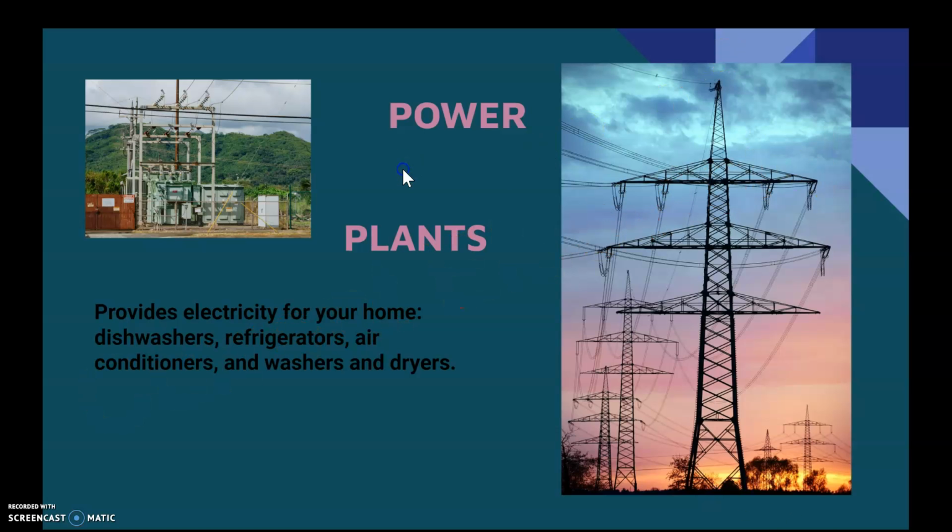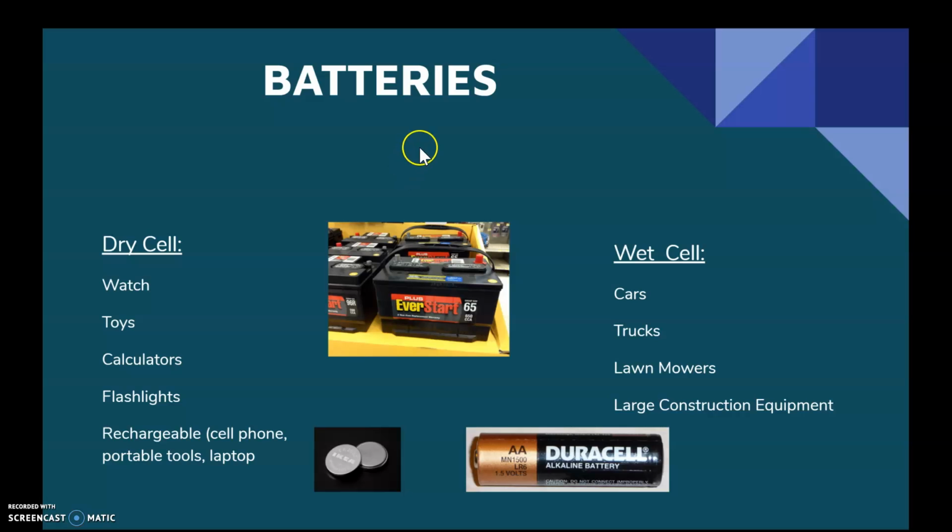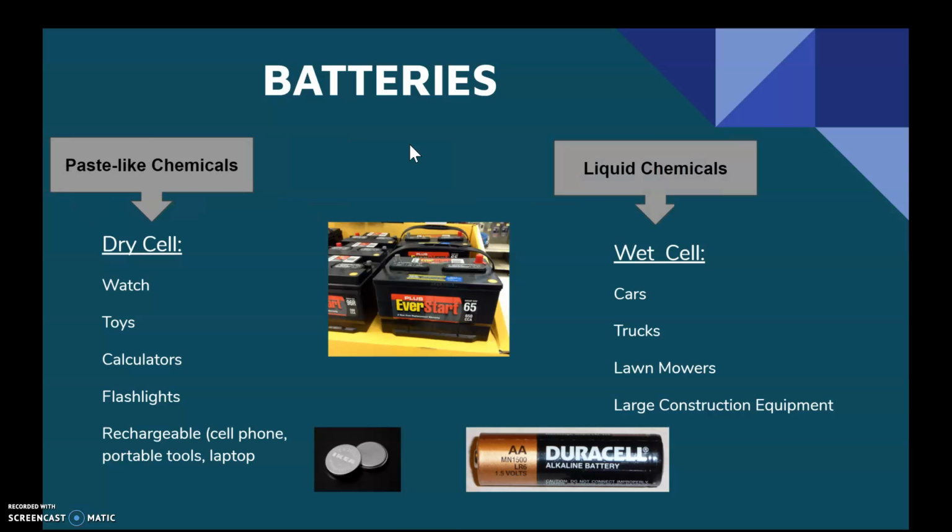We've also learned about batteries. We know there's two types of batteries. A dry cell battery, which has paste-like chemicals in it, and wet cell batteries, which have liquid chemicals in them. The wet cell batteries will power things like cars, trucks, lawnmowers, and large construction equipment, whereas your dry cell batteries will power your watches, toys, calculators, flashlights, and rechargeable cell phones, portable tools, laptops, and things like that.